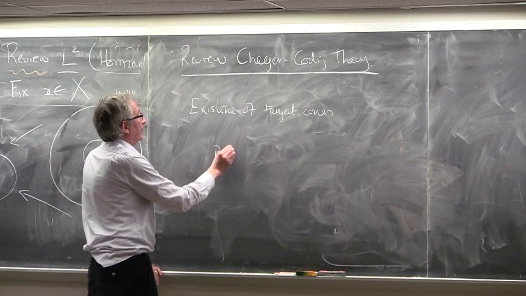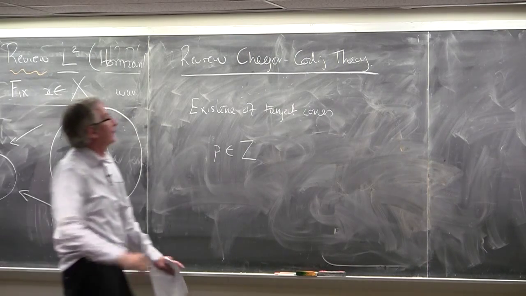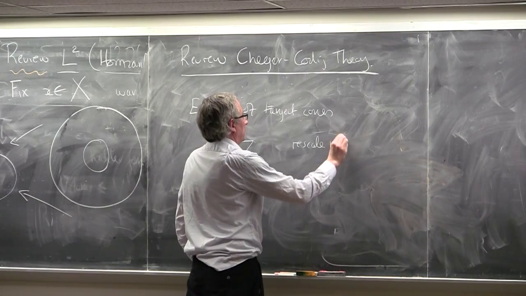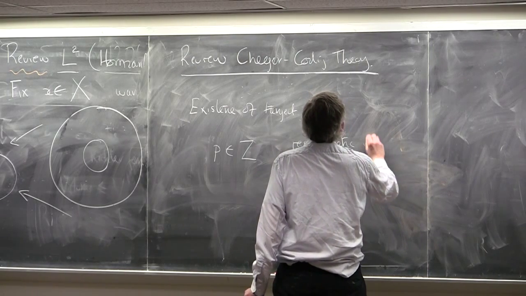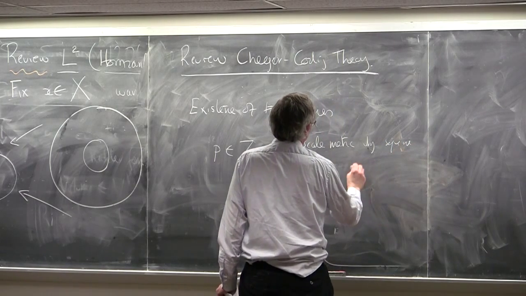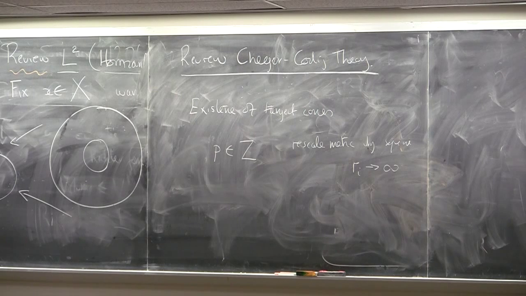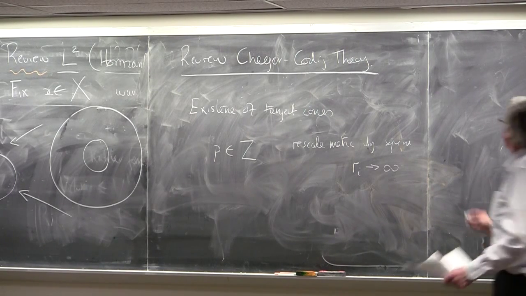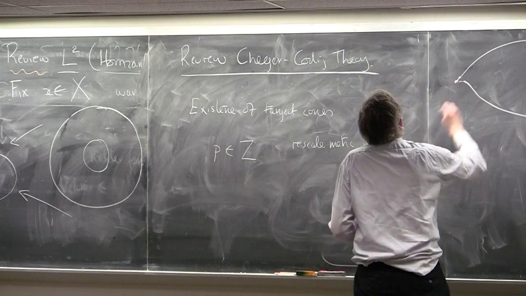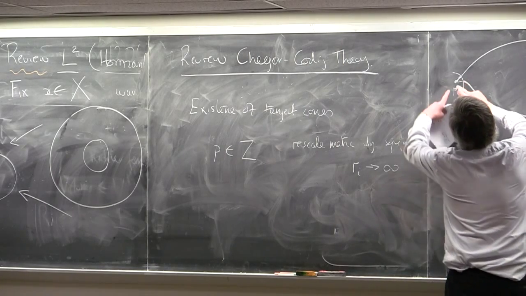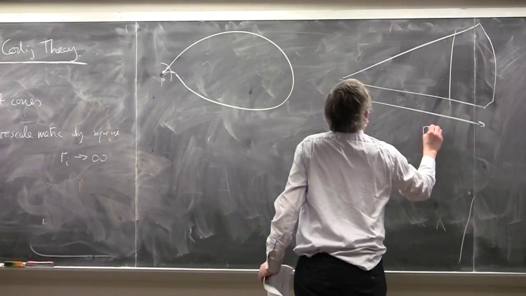So if we take a point, say P, in Z, then we can rescale the metric. And we can rescale the metric by a sequence of factors, let's say Ri tends to infinity. But after rescaling, we can restrict to sets of fixed size centered at P. So this is a schematic picture of our P and Z. We can take something of unit size and expand this out to size Ri.